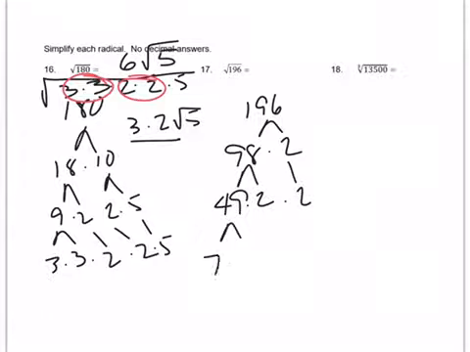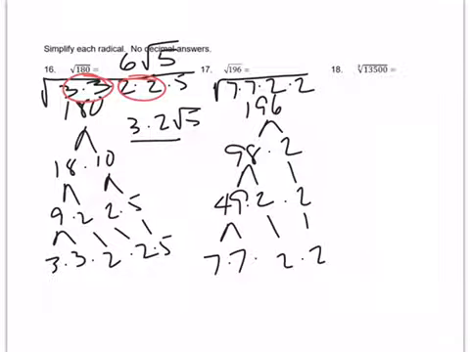And now 49 breaks into 7 times 7. And then the 2's slide right on down. So the square root of 196 gives you 7 times 7 times 2 times 2. So now we're still looking for two of a kinds. So the 7's will jump out. The 2's will jump out. And I'm left with just plain old 14. Because if everything jumps out, I don't need to leave a radical there.